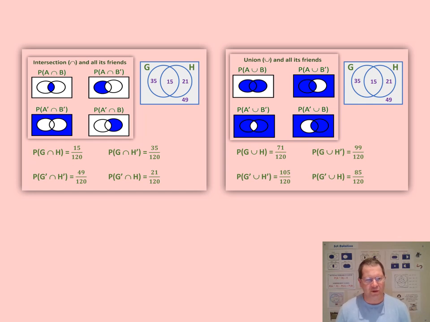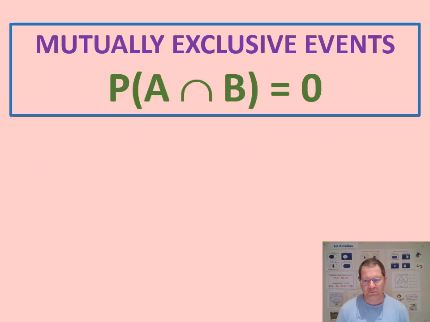So for example, if you look at the bottom left of the intersections, the probability of not G intersection not H is 49 over 120. The opposite of that is 71 over 120, which is G union H. So the not G turned into a G, and the not H has turned into an H, as well as the intersection turning into a union. And of course, you can do that in both directions.